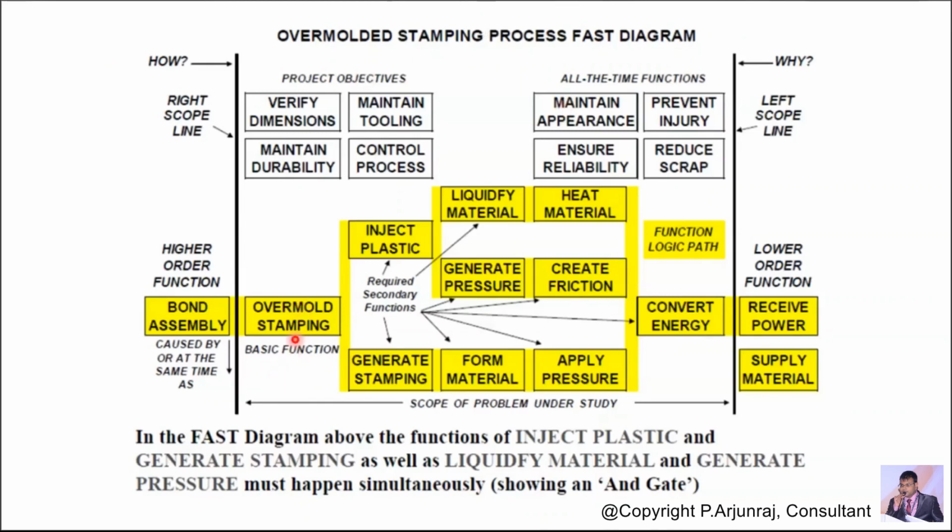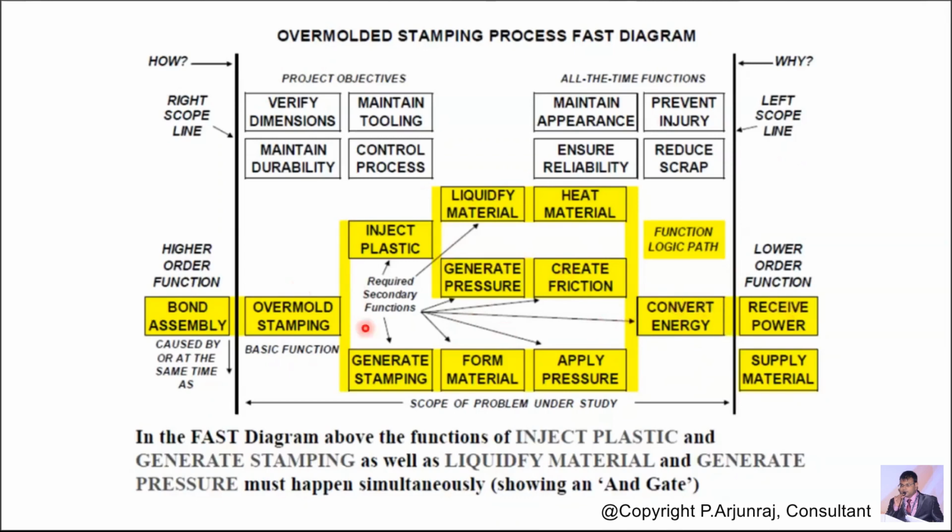How I can overmold my stamping process by injecting the plastic, by generating the stamping. So again I am asking the question how I can inject plastic by liquefying the material, by heating the material, and I can also inject plastic by generating pressure, by creating friction, by converting the energy, and how I can convert energy by receiving power.